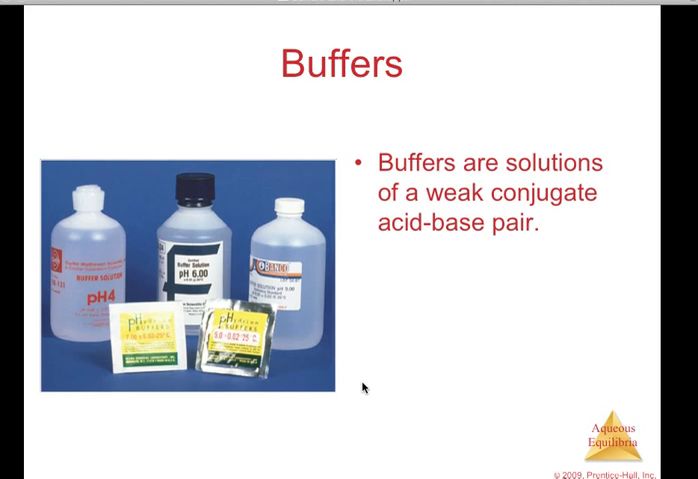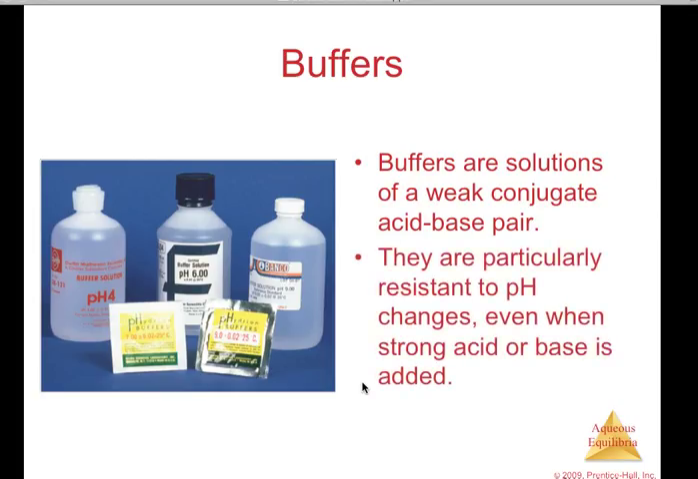This all leads us into a discussion of buffers. Buffers are solutions of a weak conjugate acid-base pair, something that we just looked at. The acetic system, the HF system, all of those could be considered buffers. And what that does is it makes a solution that's resistant to pH changes, even when a strong acid or a base is added.